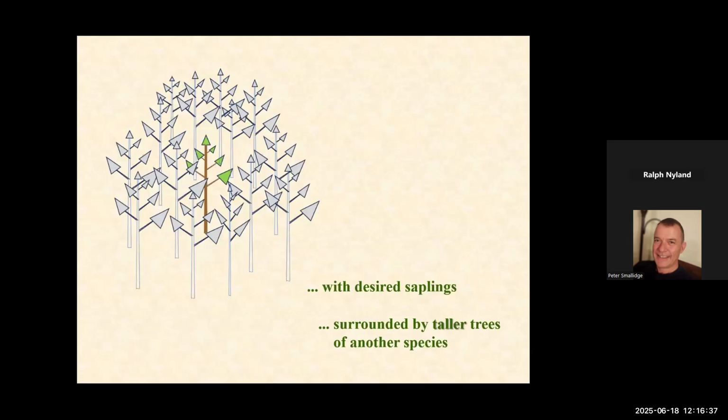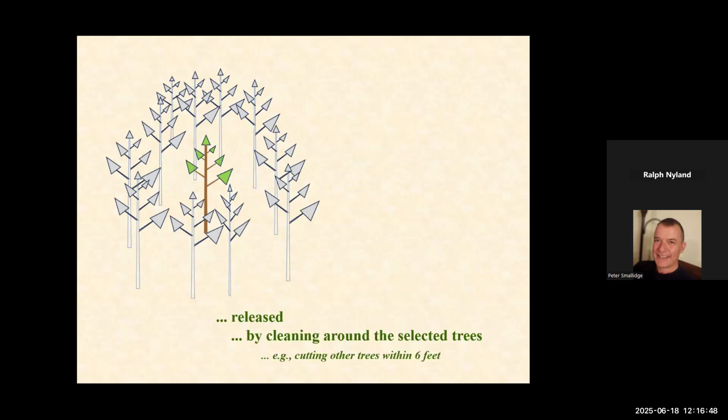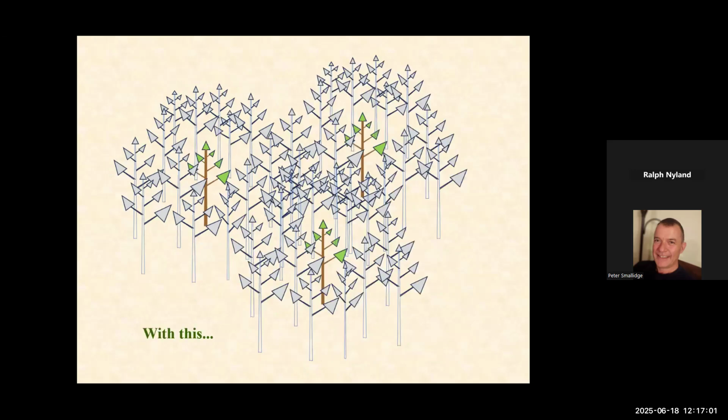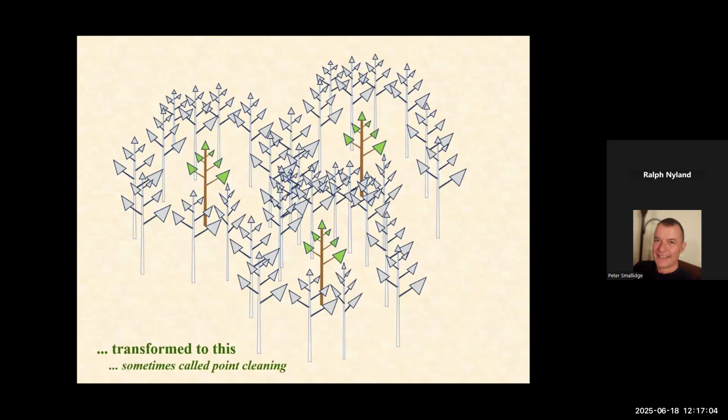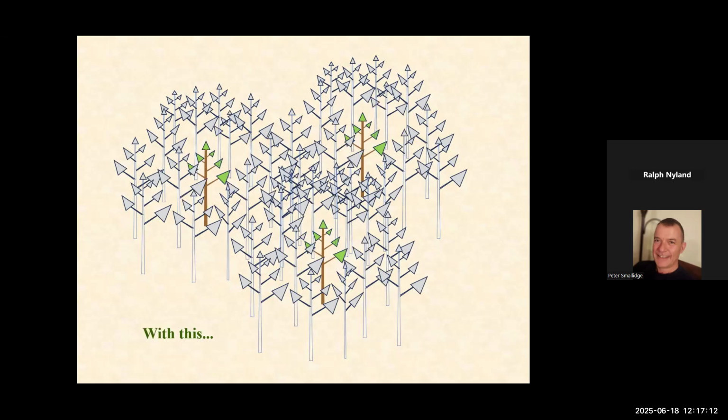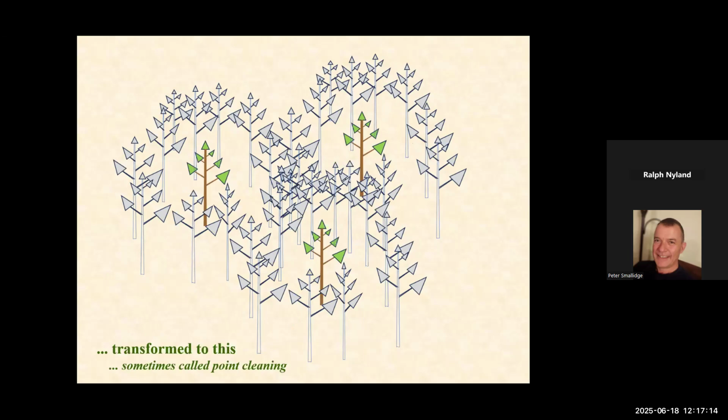So let's use this diagram. With the green-leaved tree being the desired one, surrounded by taller trees of another species, releasing, cleaning would remove the trees around the selected trees, probably cutting other trees within 6 feet of the crop tree. So we might have a case like this representing a stand, and cleaning transformed it to this. Sometimes the Canadians call this point cleaning, starting with this and moving to this.